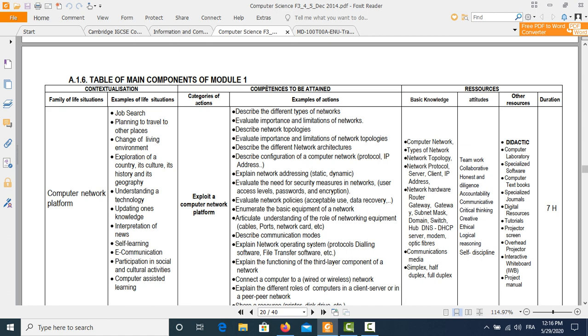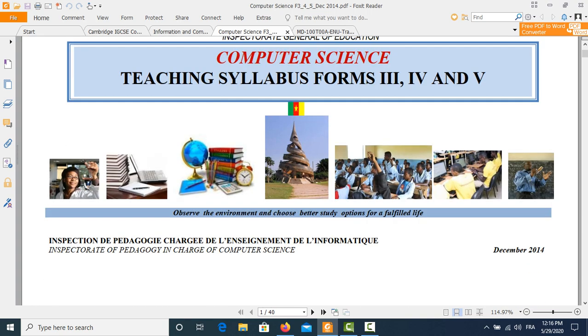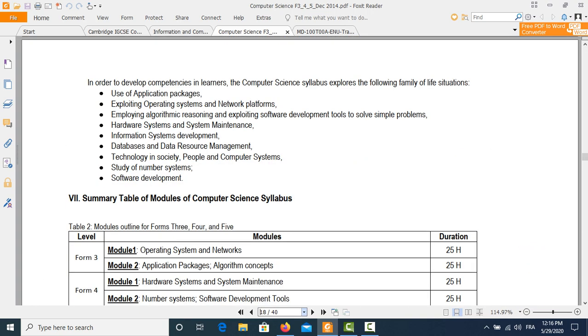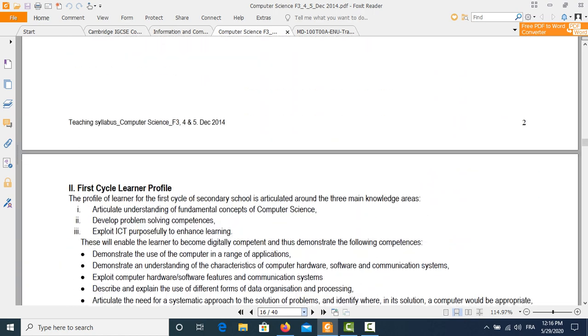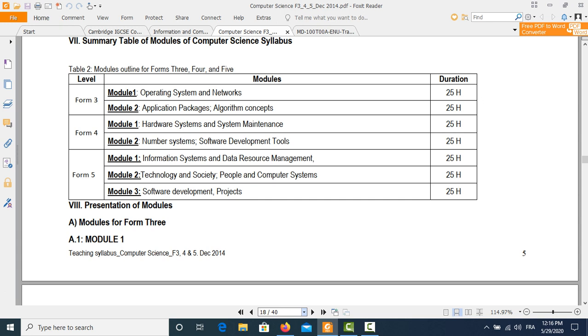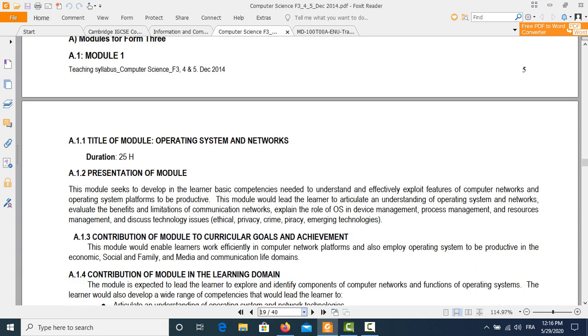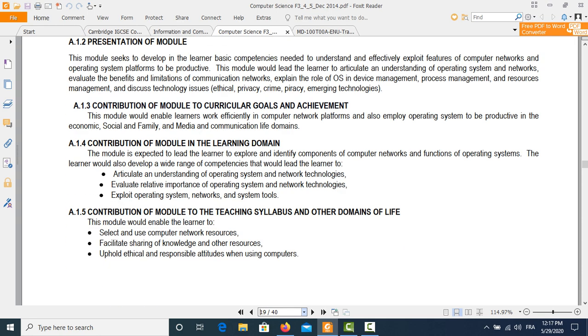So if you go to the syllabus given to you by the Ministry of Education, for Forms 3, 4, and 5 computer science, page 18, you realize there that the various objectives of the course and learning objectives and target audience have all been indicated. Form 3 has two modules to cover: operating system and networks, application packages, algorithm concepts. Module 1, operating systems and networks, and here they give you the module objectives and so on and so forth.